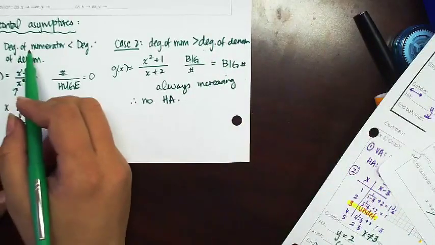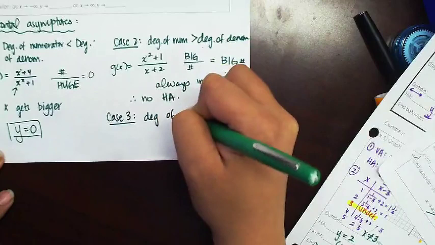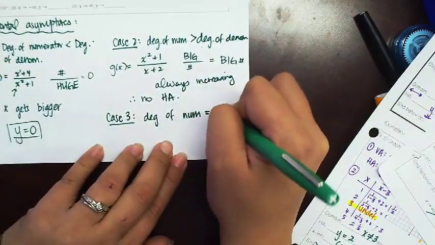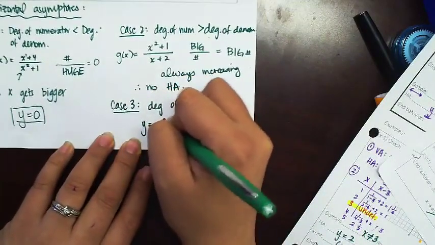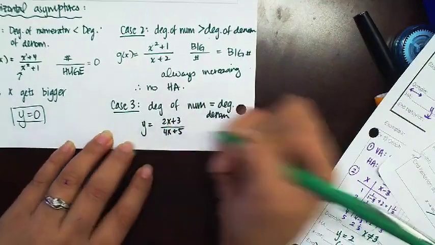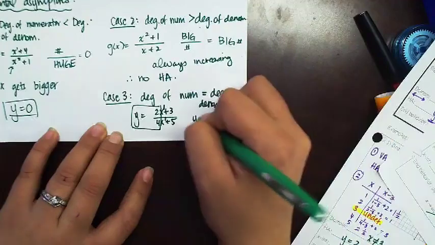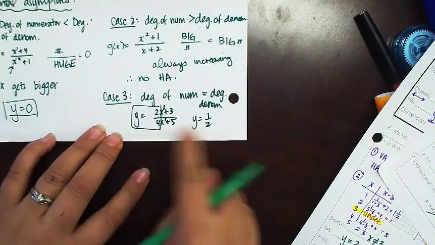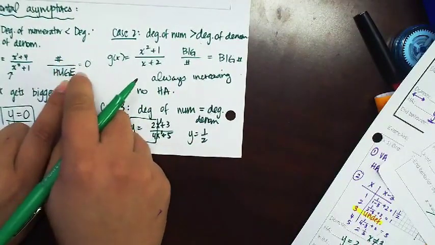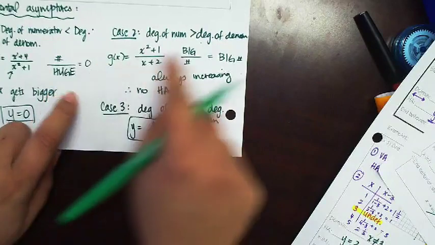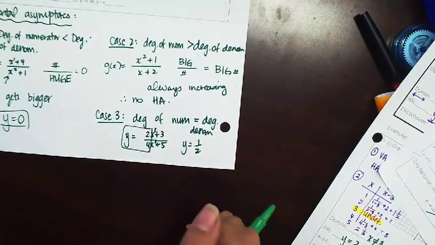And case 3, if the degree of the numerator is equal to the degree of the denominator, like if I have y equals 2x plus 3 over 4x plus 5, if they're the exact same, then I could just take the coefficients, 1/2. So this is easy. These you just have to think about. So bottom bigger means you're dividing cookies by a lot of people, which means they'll get 0 cookies. If you have a lot of cookies divided by fewer people, you're never really going to run out of cookies at all. Okay?